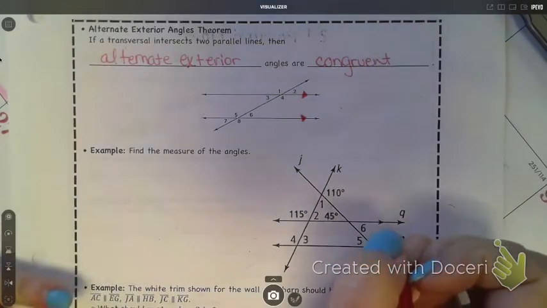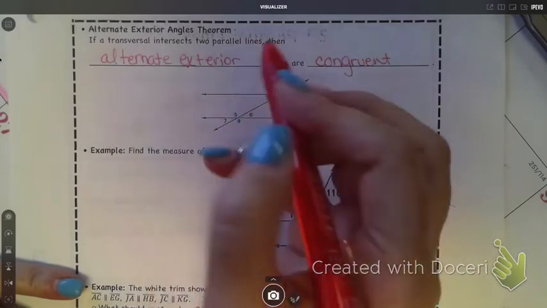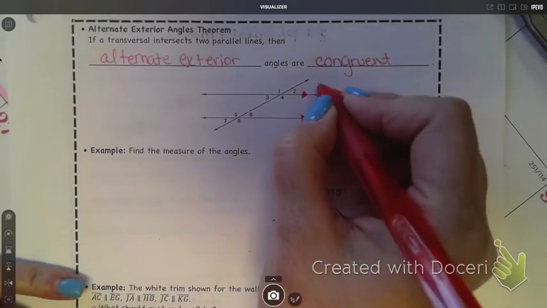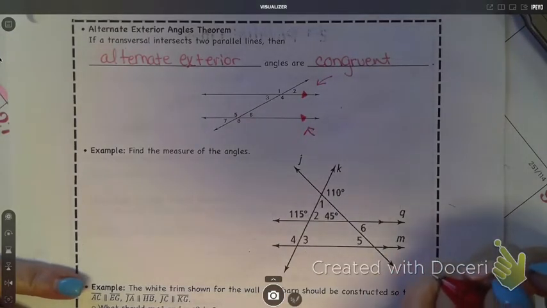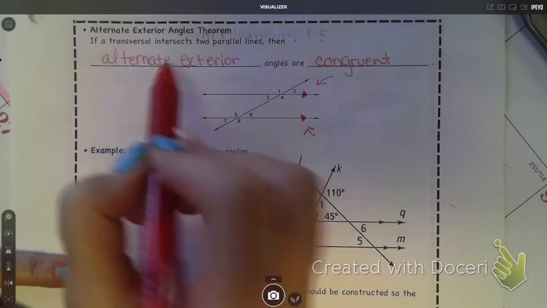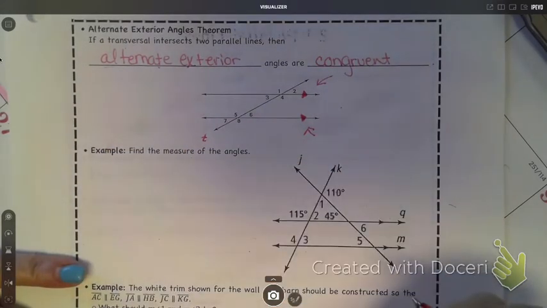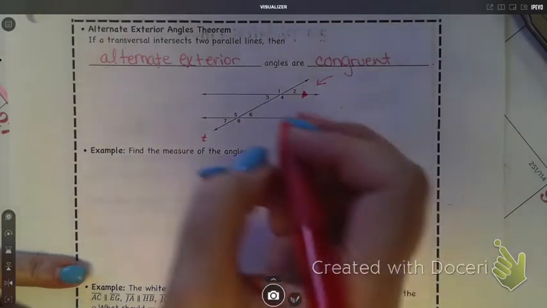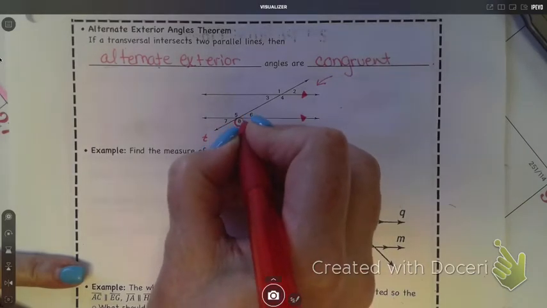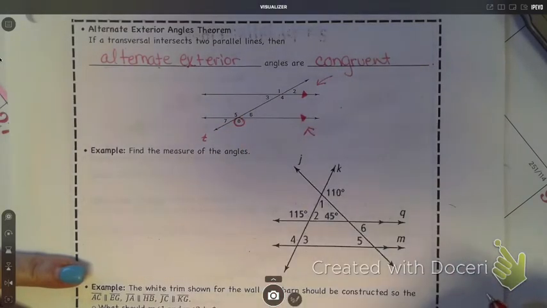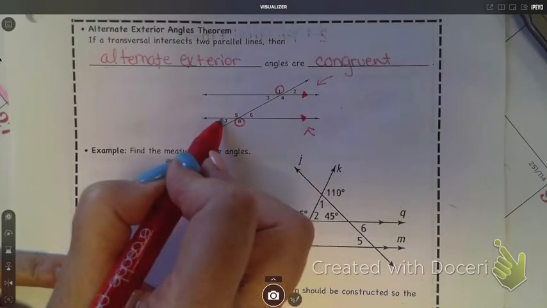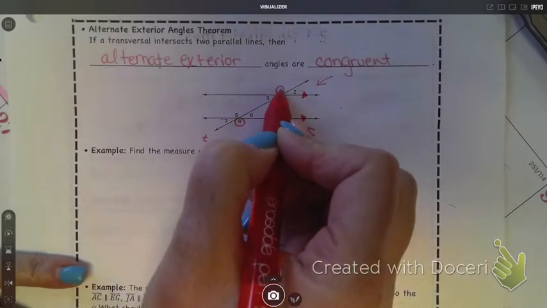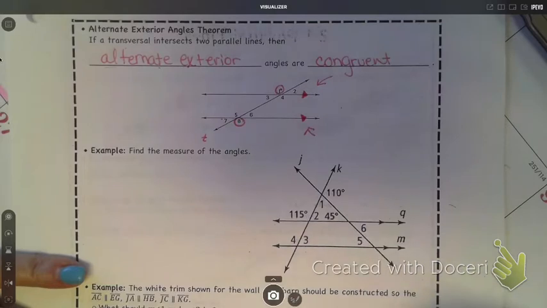Okay, so alternate exterior. Exterior means outside the parallel lines, correct? And alternate means alternate sides of the transversal. So that would mean 8 is congruent to, Dylan? 1. Because it's alternate sides of the transversal and outside the parallel lines. See how the name is telling me where they're at?